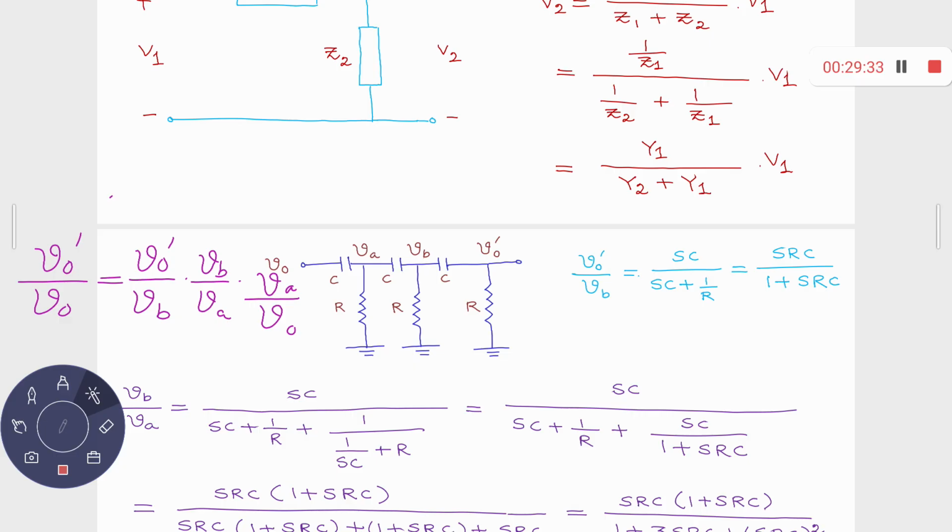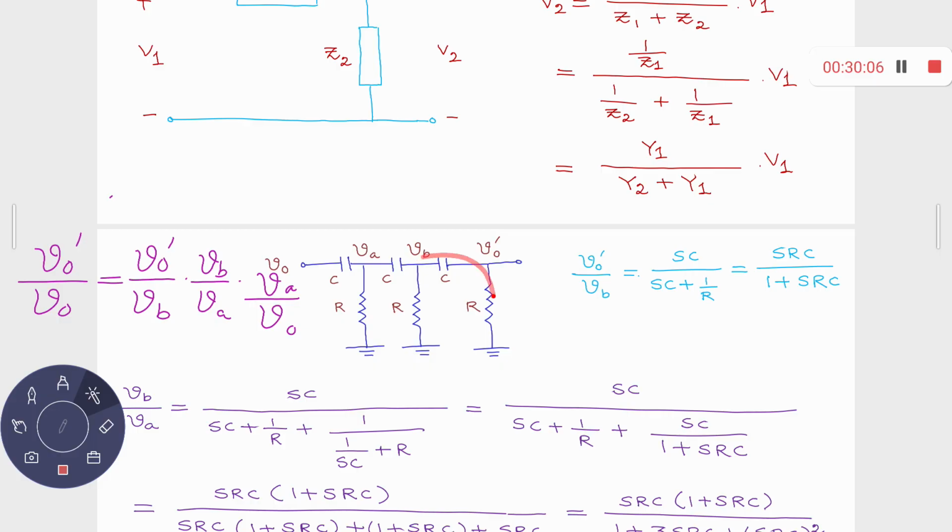It's not that easy when it comes to VB by VA. Why? VB by VA. Because there are circuits on both sides, so we have to take the total impedances on both sides. So VB by VA, this admittance divided by this admittance plus this admittance.